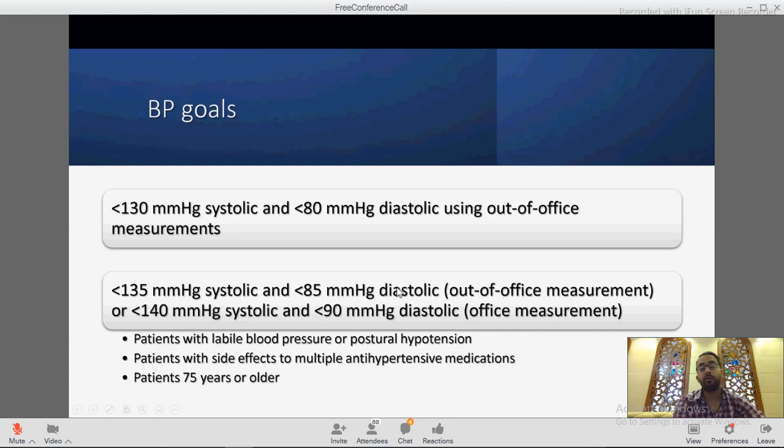But this secondary goal is indicated if the patient has labile blood pressure or postural hypotension, because if you are going to intensify treatment with antihypertensive medication, it will result in more hypotension attacks. Okay, and also for patients with side effects of multiple antihypertensive medications and elderly patients that are 75 years or older. In this patient population, you need a higher goal, avoiding a more stringent goal in those patients because it may be harmful for them due to the risk of hypotension.